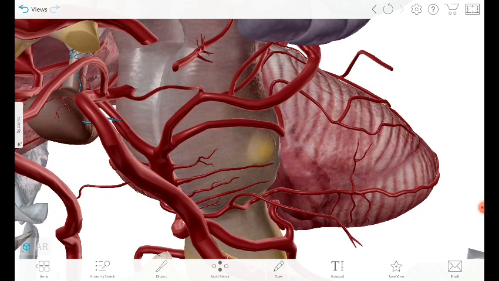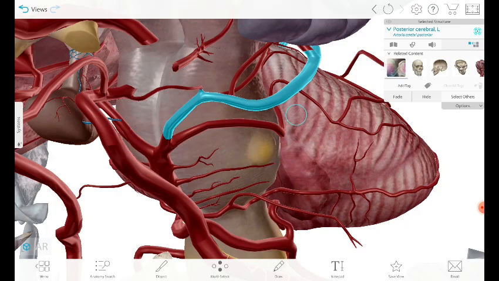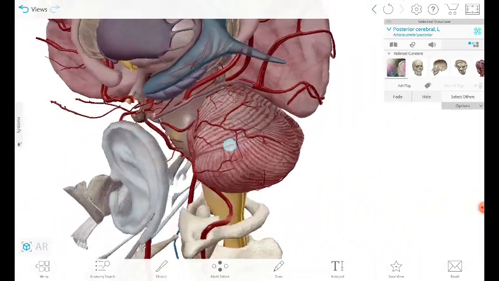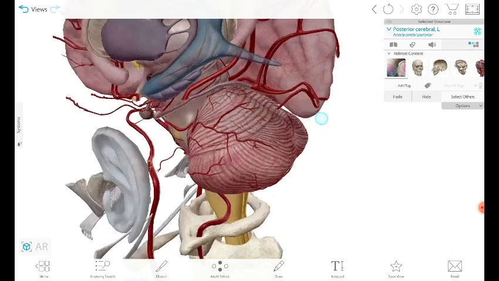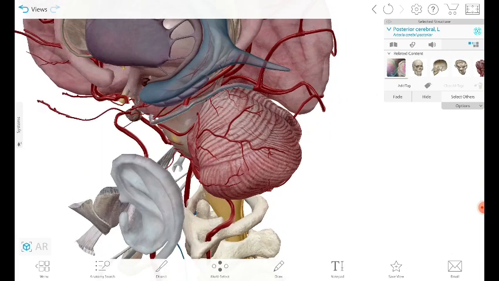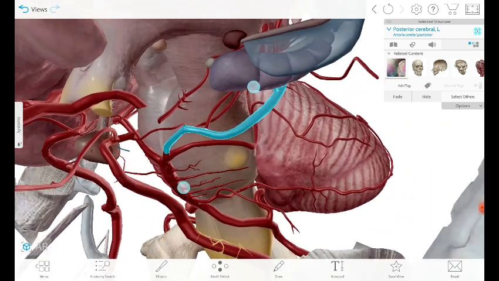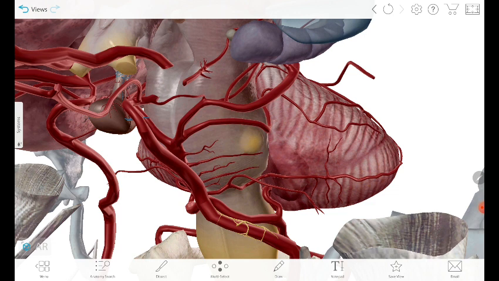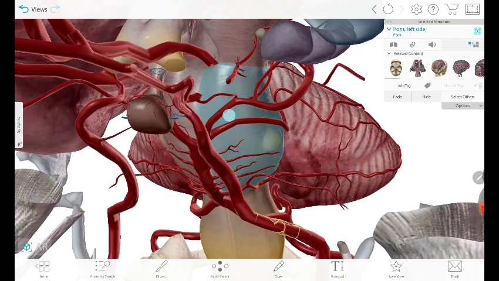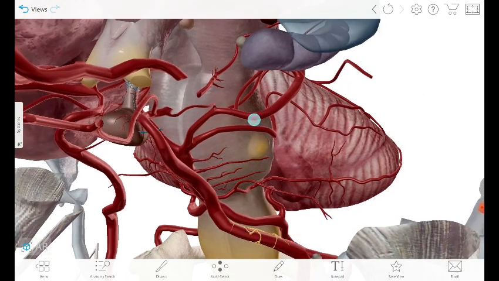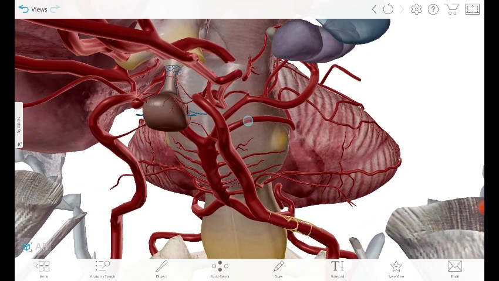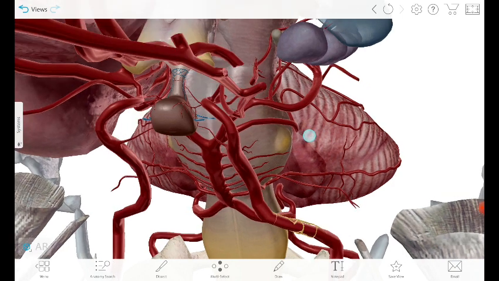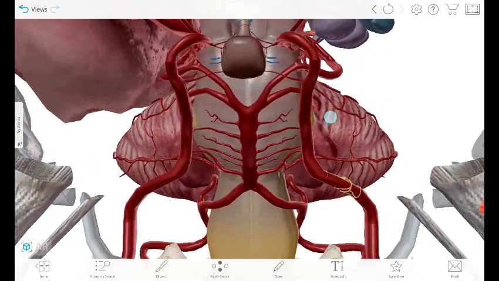Now we can also see another branch, this one, which is the posterior cerebral artery. So we can see it's traveling posterior to the cerebrum, so hence the name posterior cerebral artery. And we can see that this structure over here is the pons, and a nerve arises between these posterior cerebral and superior cerebellar artery, and these are cranial nerve 3 and 4.